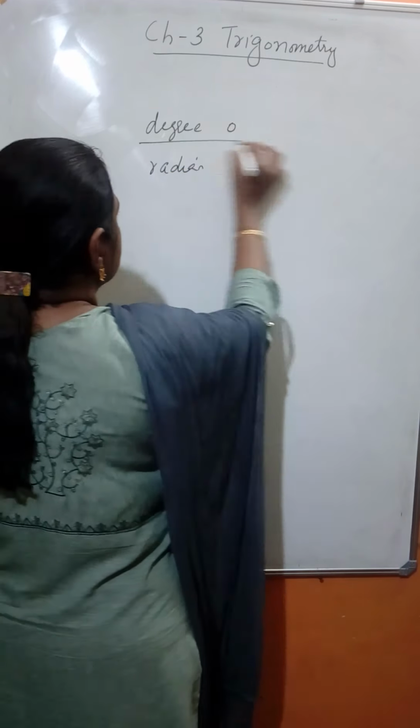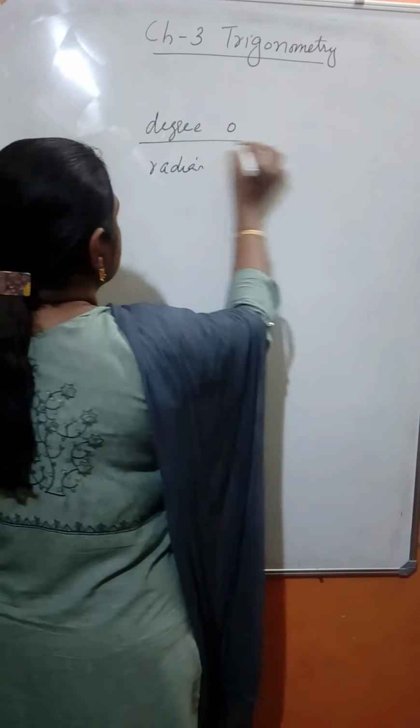45 degree, multiply by pi by 180, we get pi by 4 radians. 90 degree, pi by 2 radians. Then 180 degree, pi radian. 270 degree, 270 into pi by 180, so we get 3 pi by 2 radians, and 360 degree is the same as 2 pi radians. So this standard conversion table you just remember because in problems we have to apply all these.